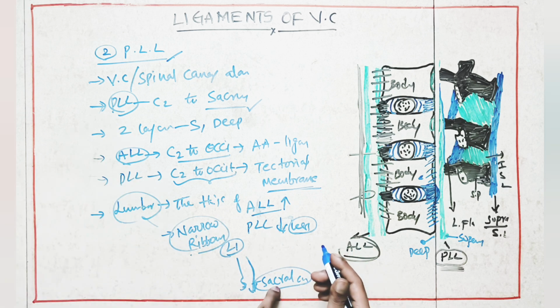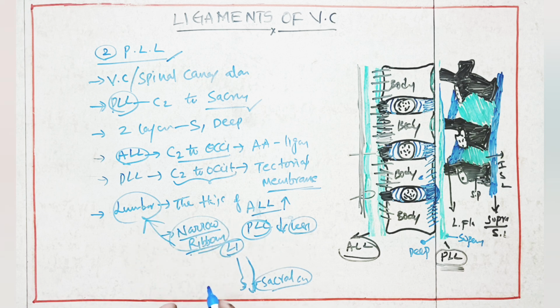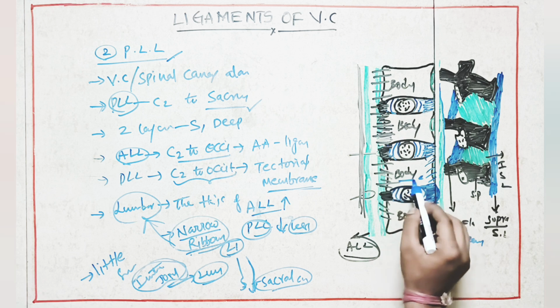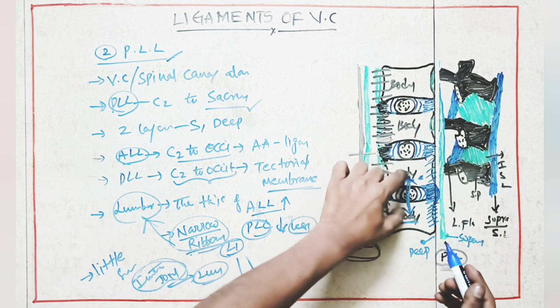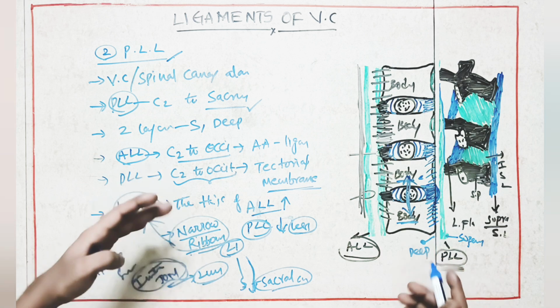Because of this narrowing of the posterior longitudinal ligament in the lumbar region, it provides little support to the intervertebral joints, the joints between body and body. In the lumbar region, the intervertebral joints are a little weak because of the narrowing of the posterior longitudinal ligament.